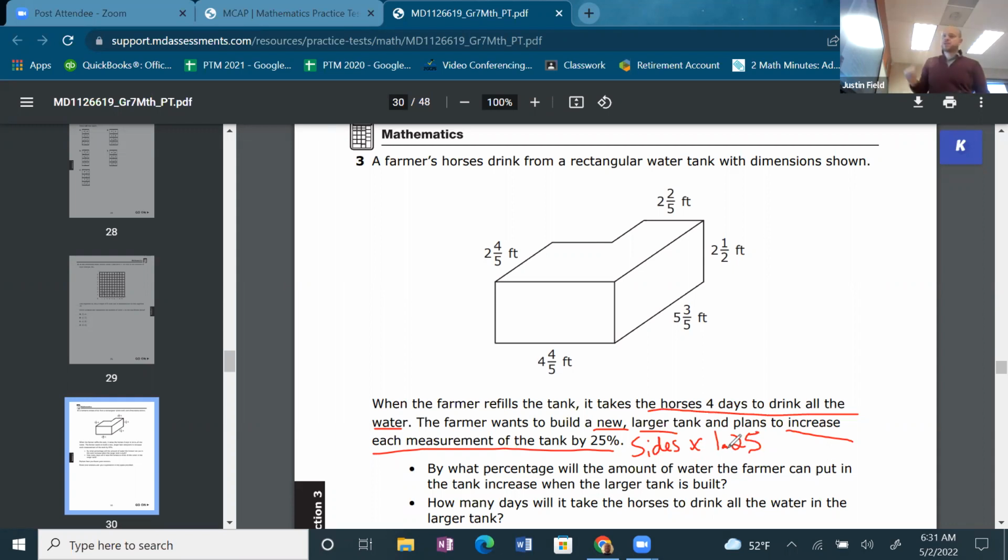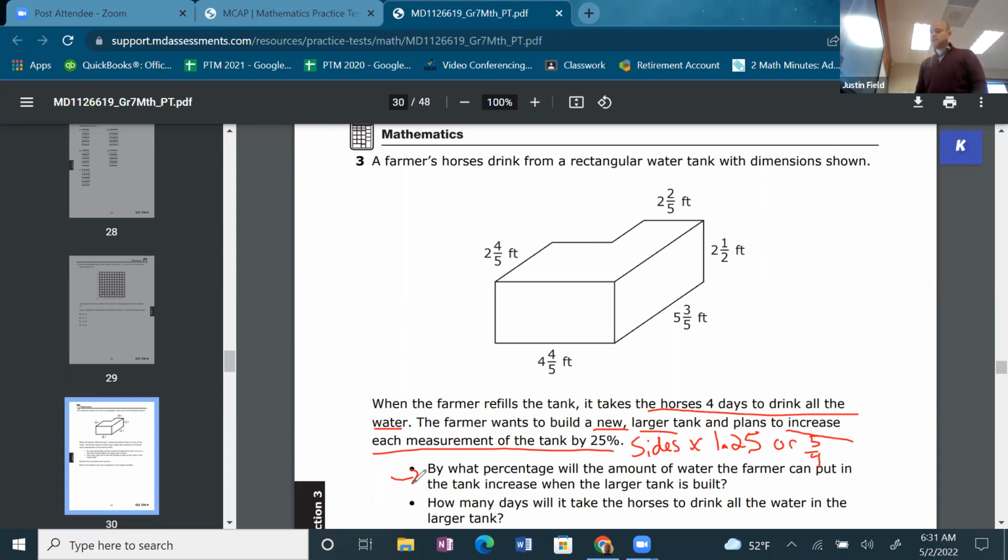If we multiply each one of those sides, or maybe you know that would be 5/4. If we multiply all those sides by 5/4 or 1.25, and you can use a calculator, then it would be the new, larger tank. All right, so what we want to do is find by what percentage the amount of water the farmer can put in the tank will increase. Okay, so if we multiply the sides by 5/4, how much is that going to increase how much it can actually hold?